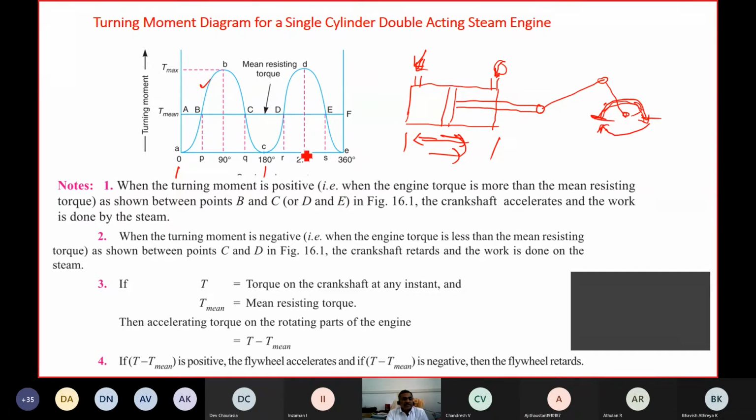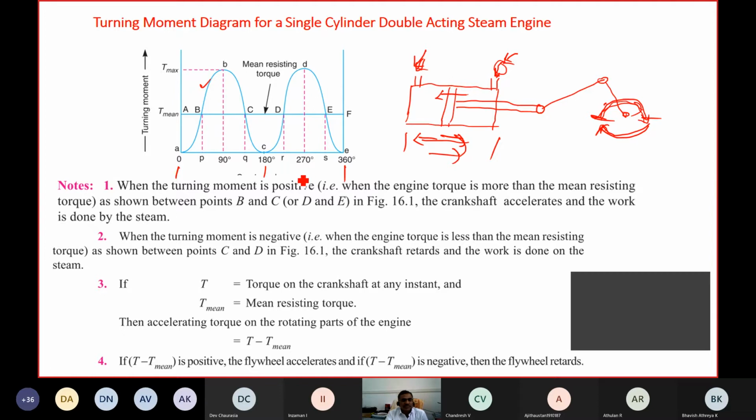So during the reverse direction, since it is double acting, now the stream is entering here. This will move towards left. The crank will be moving 180 to 360 degree. Right? So this is the torque produced during the second stroke.